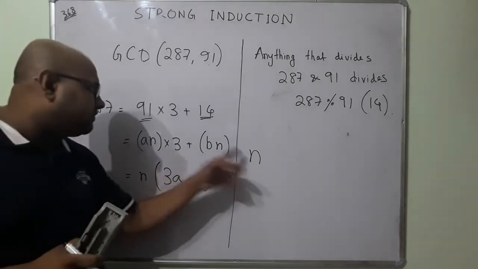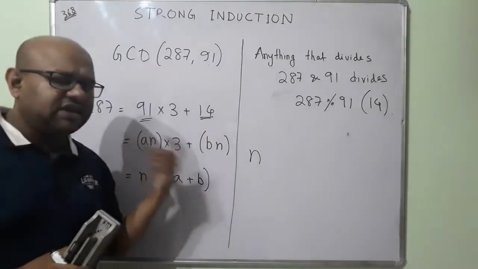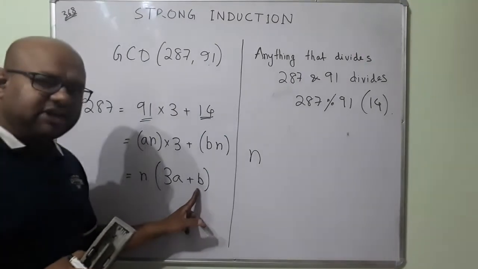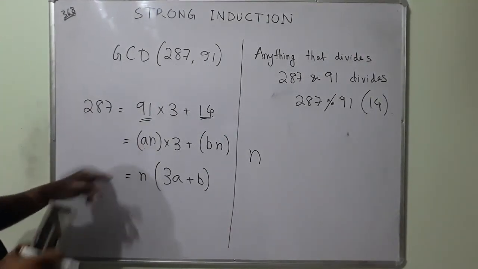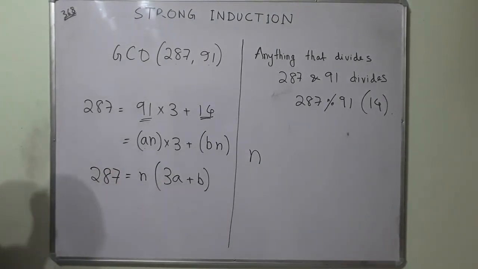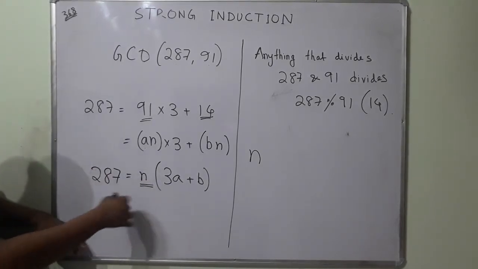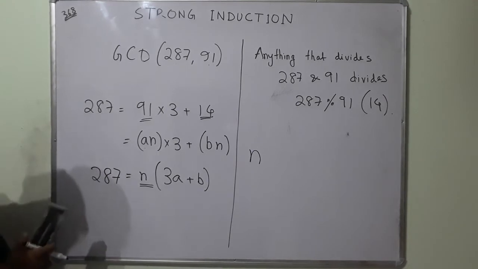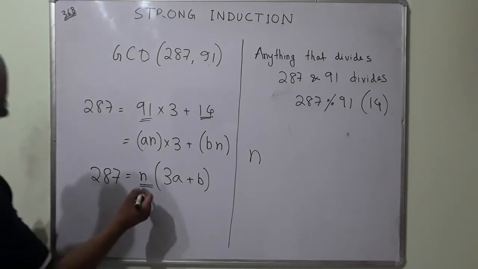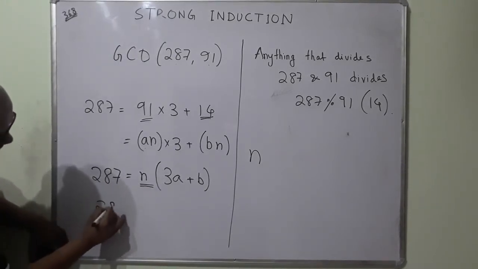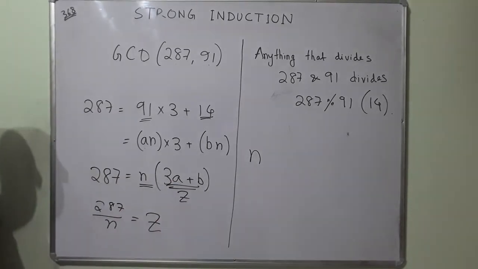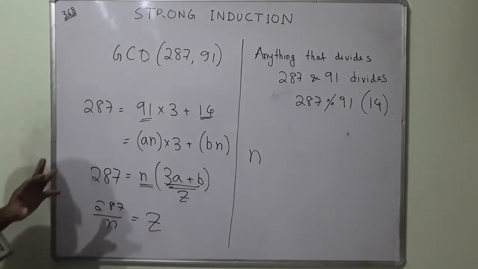Okay, so n divides both 91 and 14. This is how we can write 91 and 14, okay, where a and b, both of them will be integers. So 3a plus b will be an integer, okay, and 287 is equal to n into 3a plus b, okay. Now I can see that n is one of the factors of 287, okay. So 287 divided by n will be an integer, alright. So I know n divides 287 as well, alright.